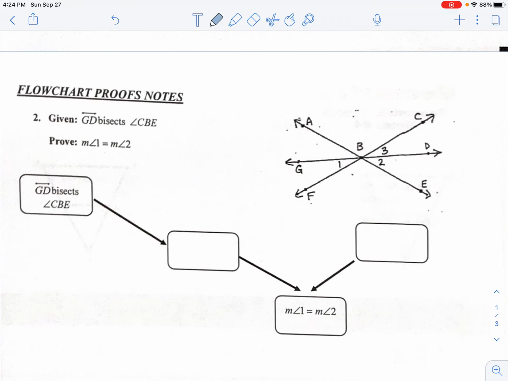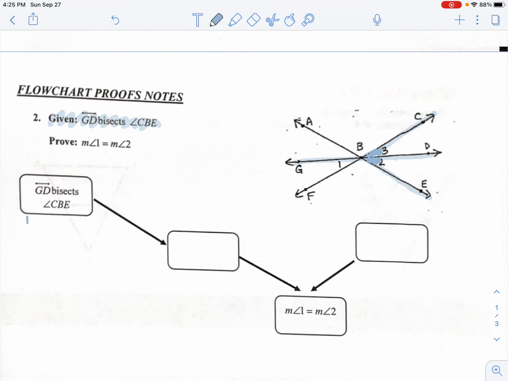All right, so we got this lovely picture over here. Our given is GD bisects angle CBE. So let me find GD. GD, this line right here, bisects angle CBE. Well, if it bisects angle, what do we know about bisectors? What do they do to that angle? They cut it in half. So I know that this half of the angle is the same as this half of the angle. They should be equal.